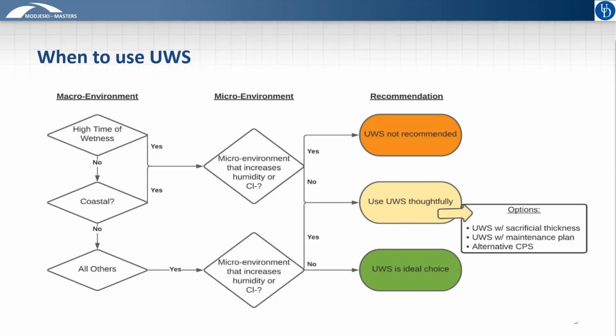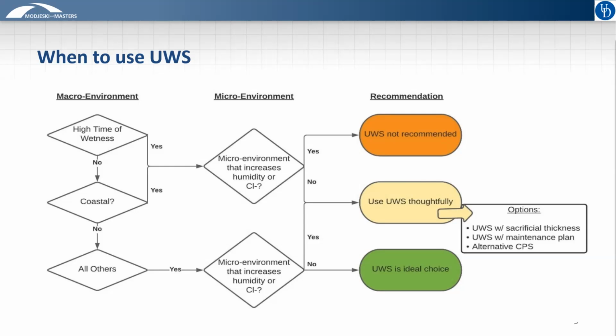And these intermediate situations are ones where uncoated weathering steel may be the ideal choice. It may perform better or as well as any other structural material or coating system, but also decreased performance of uncoated weathering steel may occur. So in these situations, we recommend adding a sacrificial thickness to the uncoated weathering steel as a corrosion allowance, or developing a proactive maintenance plan and the financial resources to implement it. Or a third option would be choosing an alternative corrosion protection system. So we'll walk through the specifics of which environments get sorted into which of these categories.